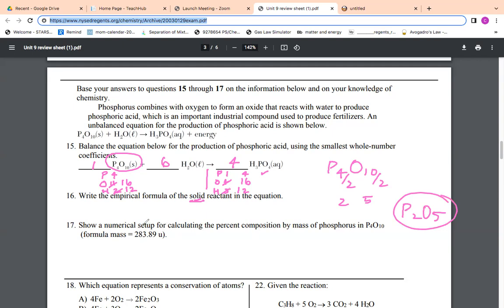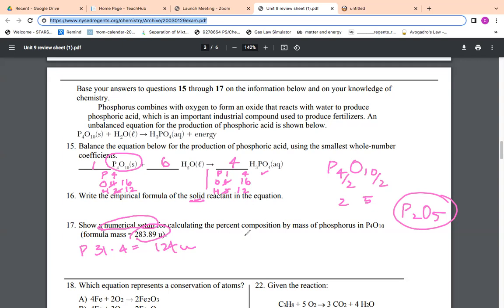Next, show a numerical setup. Again, be on the lookout for this numerical setup. They're not actually asking you to solve it and give them a number. They just want the setup. So show a numerical setup for calculating the percent composition by mass of phosphorus in P4O10. This one's nice because they're already giving you the formula mass. So all you have to do is figure out how much 4 phosphorus weighs. So phosphorus is 31, but there's 4 of them, so that's 124 U.